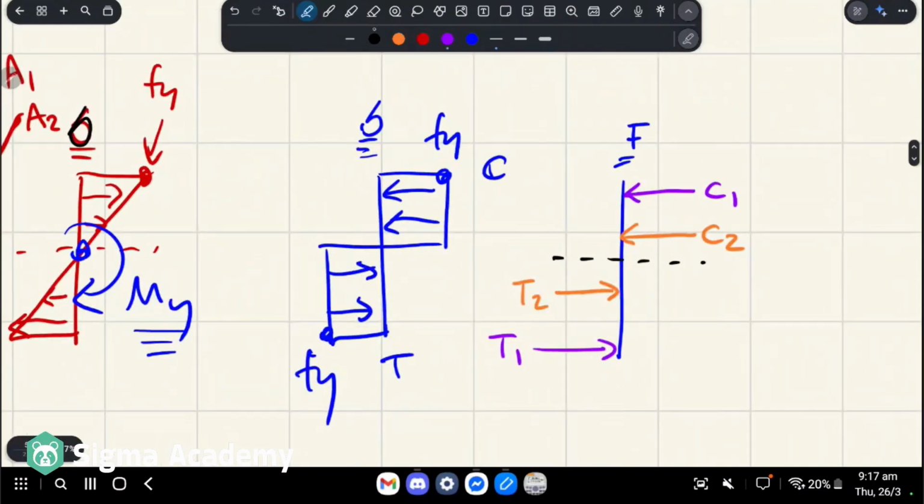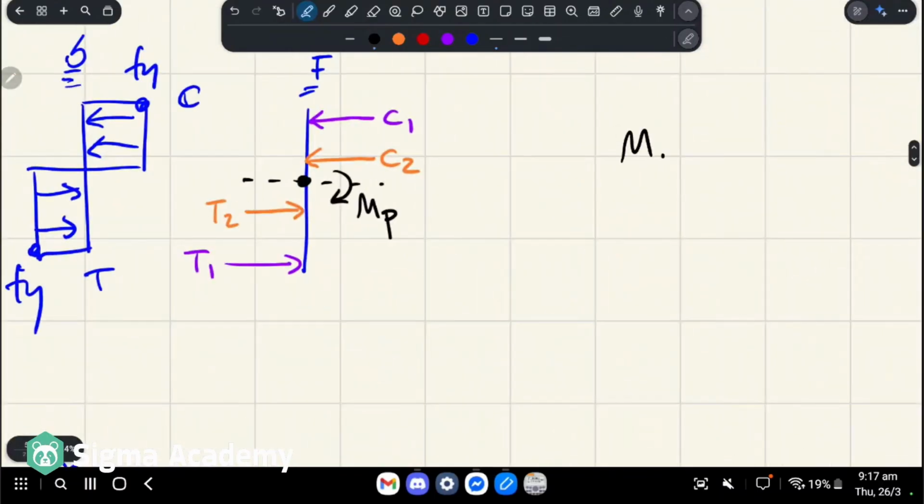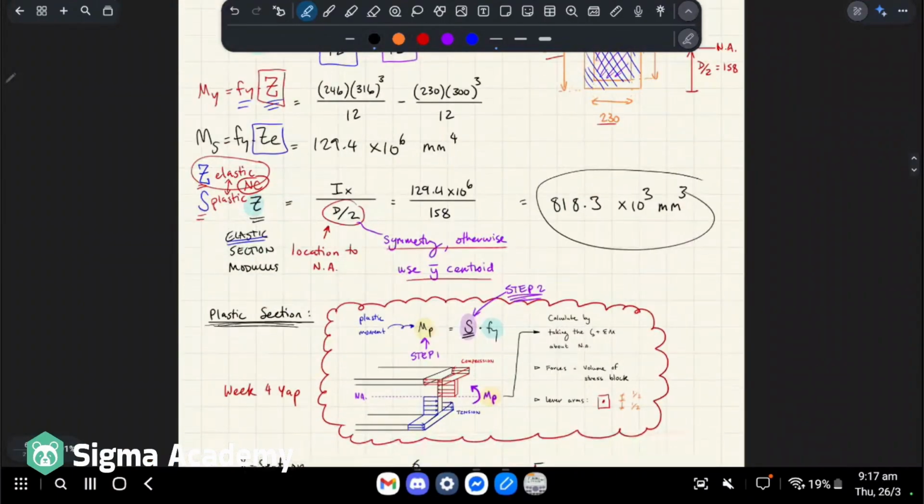Okay, and what we want to do is find the sum of the moments about the neutral axis, and that will give us MP, okay? And then from that value, whatever we get, if we divide it by Fy, that's how we find our section modulus, okay? So that's what we're going to do.